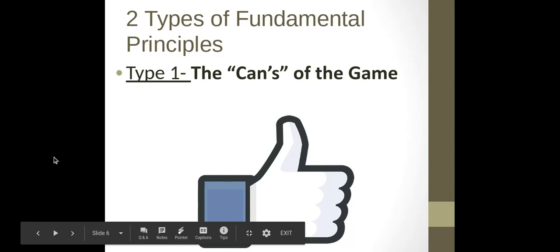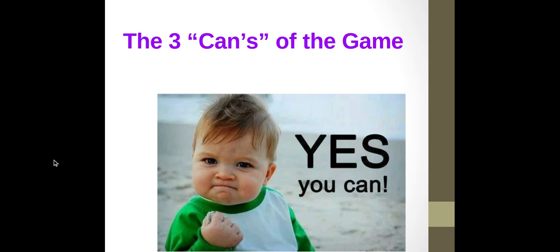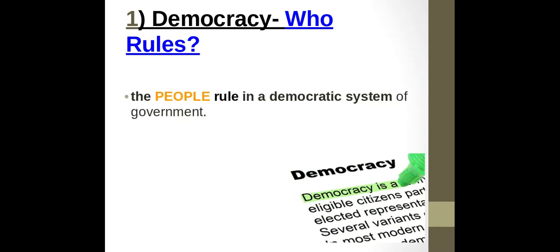All right, so these first 3 things are all about the cans, the things that, yes, you can do this. So first off, we have a democracy. And the idea in a democracy is that the people rule. Right? So, it's not a monarchy. It's not a dictatorship. There's not one person or one family in charge, right? The people are in charge of our government.